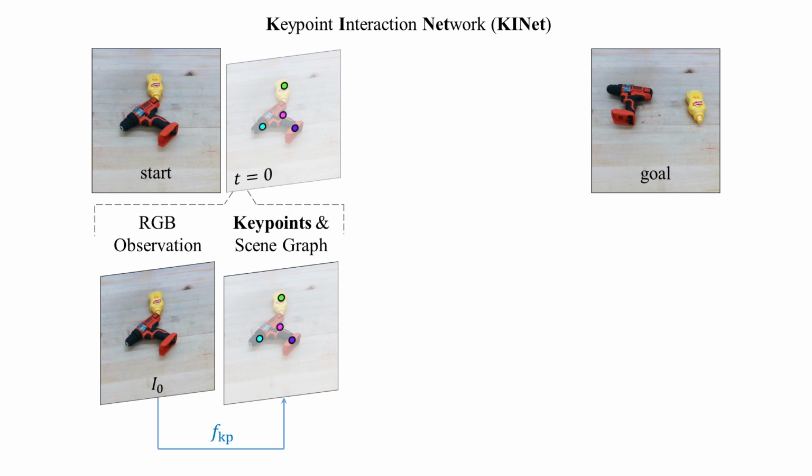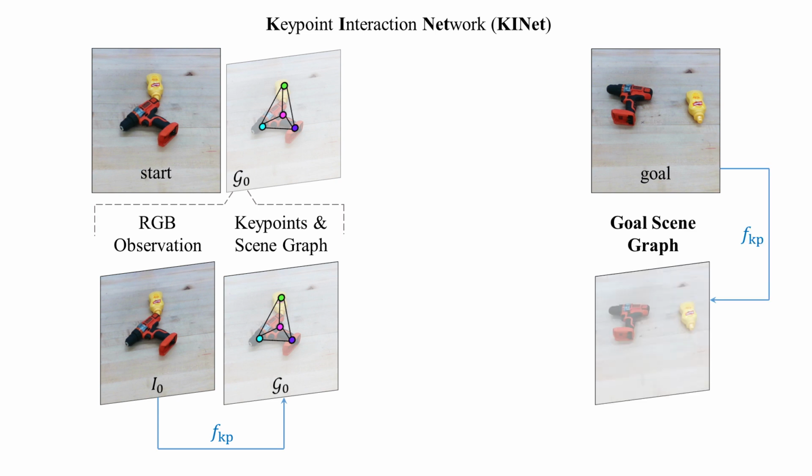Using an RGB image of the scene, our model learns to extract a set of unsupervised keypoints using a keypoint extraction function. It then constructs a graph representation of the scene image where each node in the graph corresponds to one of the keypoints. Similarly, the goal configuration image is also used to obtain the goal graph representation.